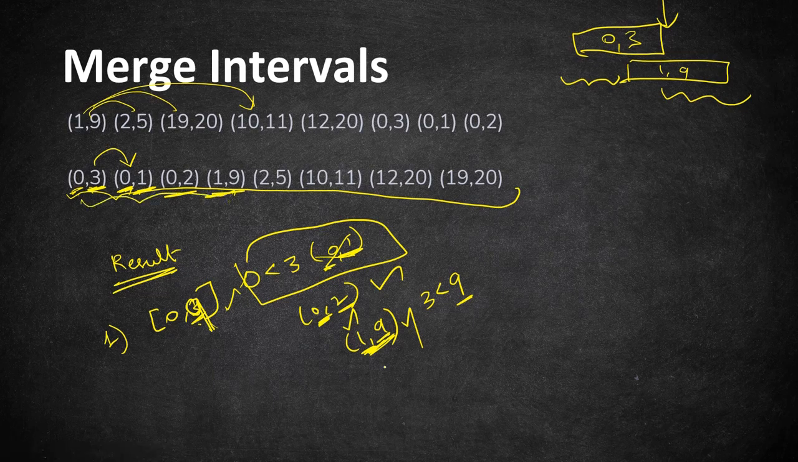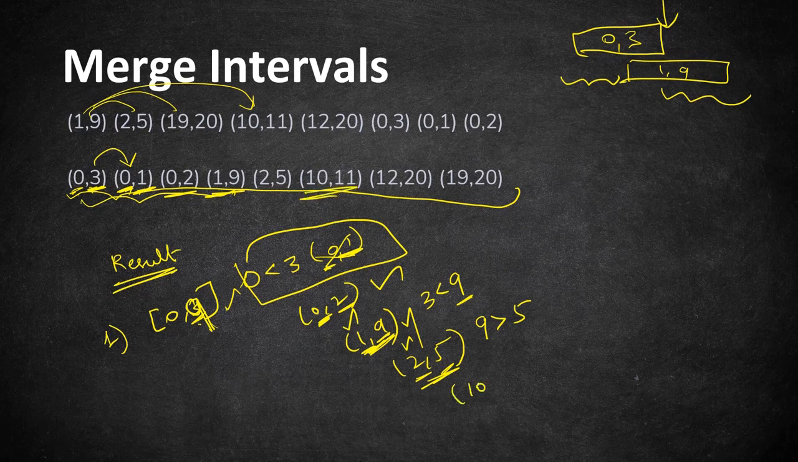Now the next value is 2 comma 5 and the existing value in the list is 0 comma 9, and we are checking whether 2 is less than 9. Yes, so it is again overlapping. Again we check whether 5 is less than 9. 9 is greater than 5, so this interval is covered inside 0 comma 9. We leave this and move to the next one, 10 comma 11.